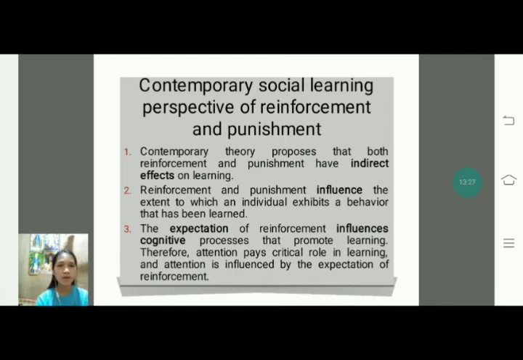So number 1, contemporary theory proposes that both reinforcement and punishment have indirect effects on learning. It can be either positive or negative. Number 2, reinforcement and punishment influence the extent to which an individual exhibits a behavior that has been learned.